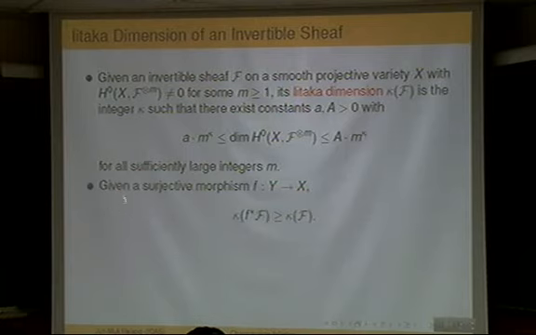Now this is a very simple thing. If you have a surjective morphism between two varieties, the Iitaka dimension of the pullback is at least as big as the Iitaka dimension of the original one. It's kind of trivial.